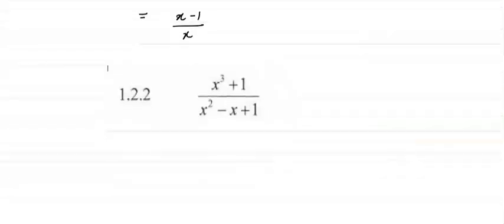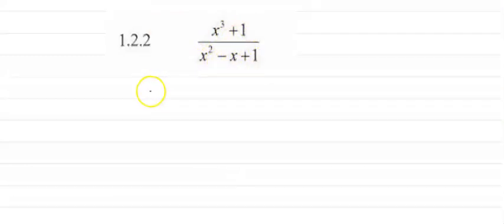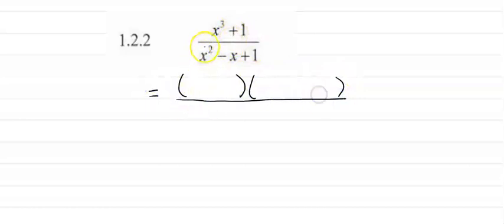Okay, so let's look at this question now. So here you've got x cubed plus 1 over x squared minus x plus 1. So here, if you look carefully now, what do you have? You've got x cubed plus 1. x cubed plus 1 is a sum of two cubes. x squared minus x plus 1 cannot be factorized any further. The reason for that is, you see, you've got 1 over there, positive 1.